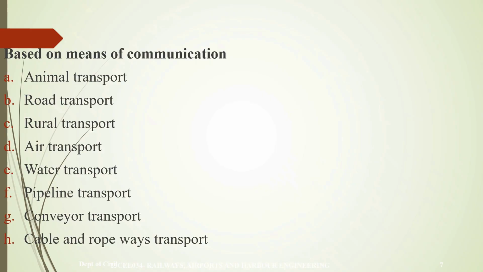Next is the classification of the transportation system based on means of communication. Based on the communication, we can classify it into animal transport, road transport, rural transport, air, water, pipeline, conveyor, cable and ropeways transport, etc. So we have a number of transportation systems for moving passengers as well as goods and other things such as chemicals and everything.